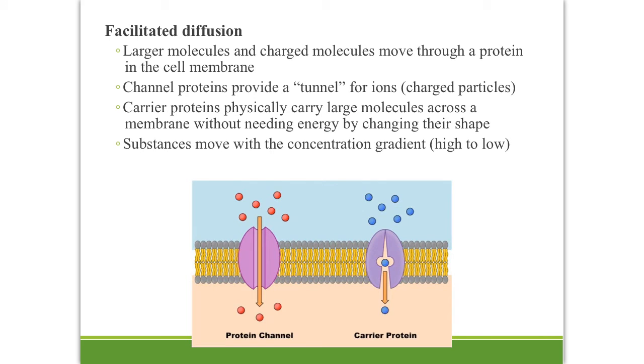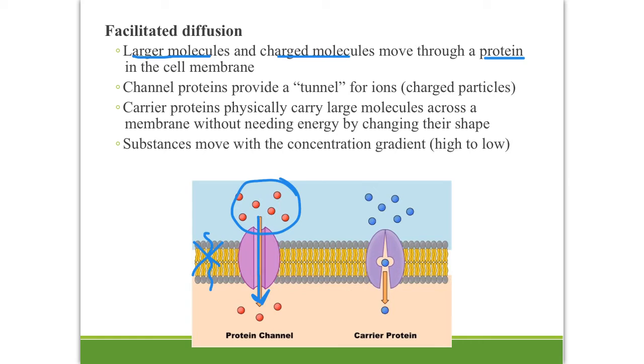And then finally, facilitated diffusion. This is what is used by larger molecules or molecules that have a charge, a positive or negative charge. Those are known as ions. And they need to move through a protein in the cell membrane. They are too big to just slide through the lipid bilayer. They can't just go through simple diffusion. That's not going to work for them. They need to be moved by something. They need to go through the protein channel or through this tunnel that provides protection, especially for charged molecules. It lets them slide right through.